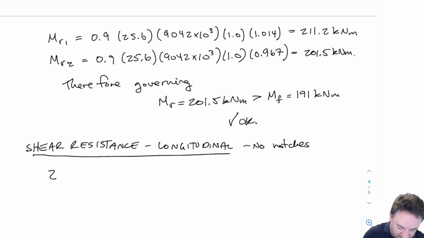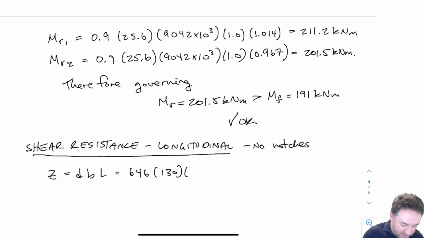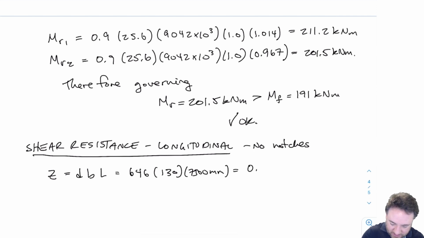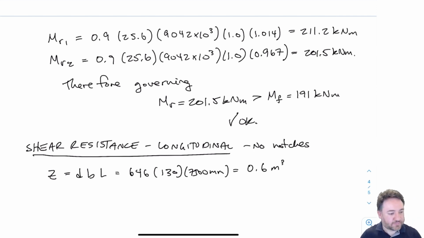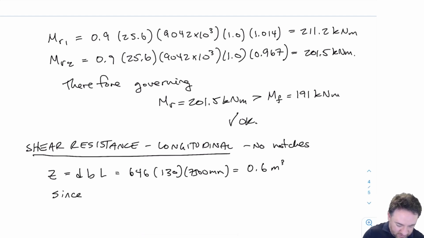First, what we're going to do is check our beam volume, because that will determine which options are available to us. Our beam volume is just D times B times L, 646 times 130 times our L, which is 7,500 millimeters. Now this is going to give me something in millimeters cubed, and I'm going to convert that to meters cubed directly by dividing by 1,000 three times, and I get 0.6 meters cubed. So this is smaller than 2.0 meters cubed. Therefore, we can use the simplified method to calculate shear.